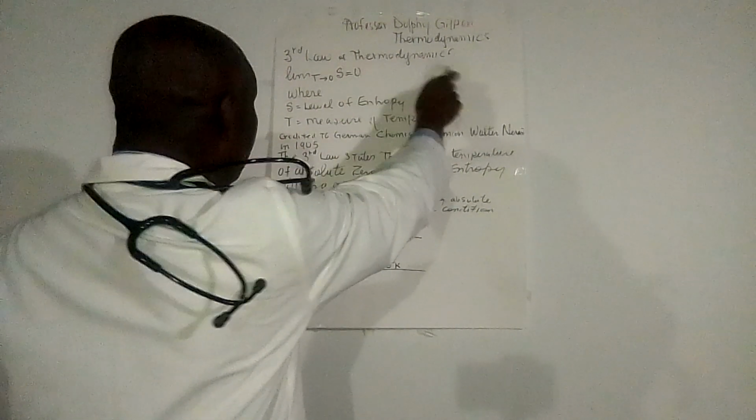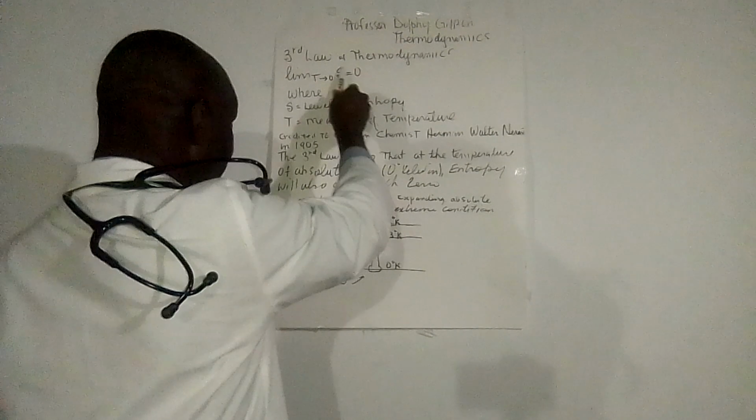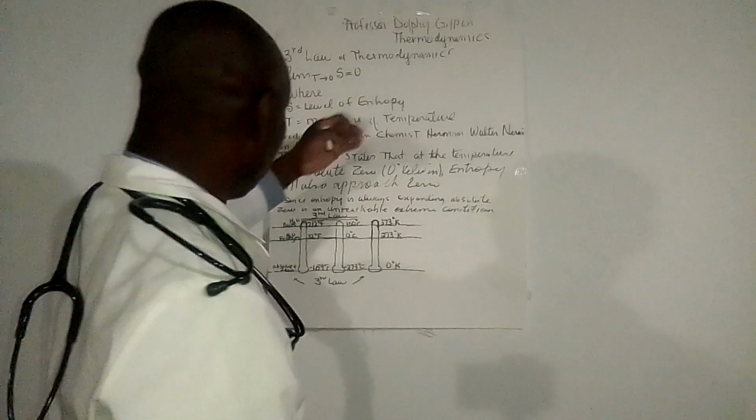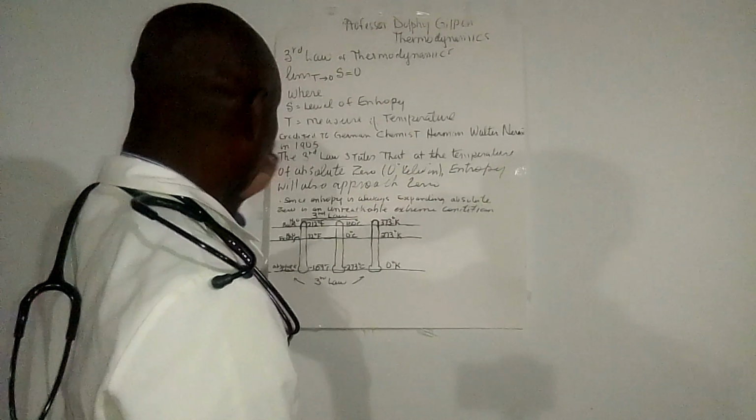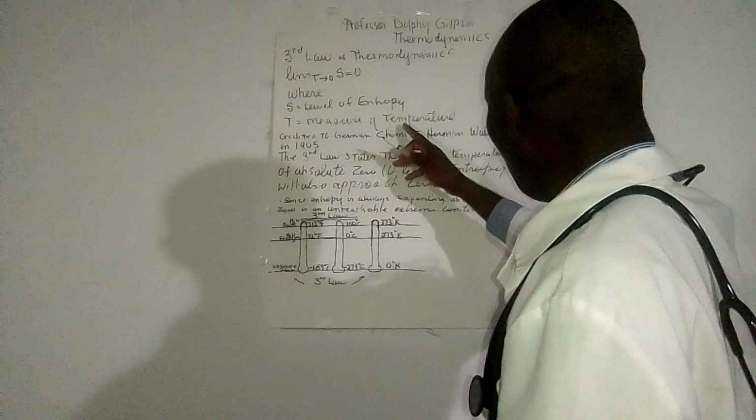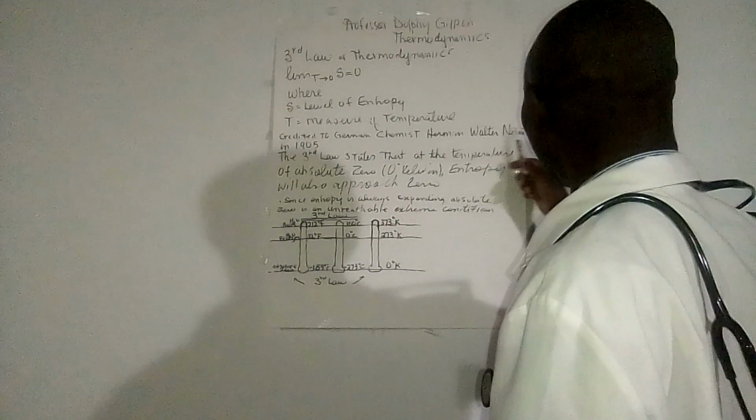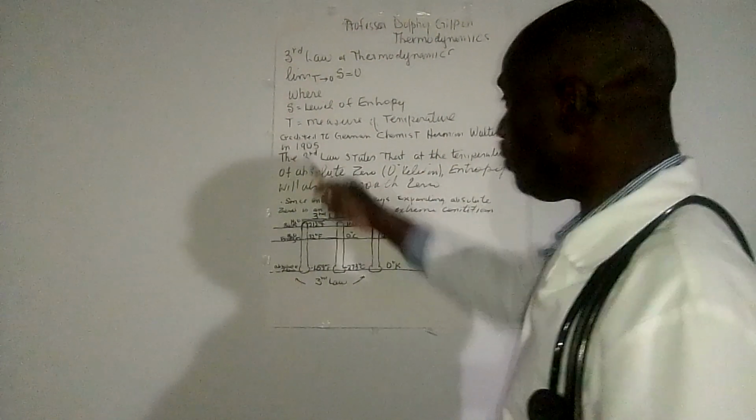The third law states mathematically that the limit of T tends to 0 of S equals 0, where S is the entropy and T is the temperature. This is the third law of thermodynamics. We say S is the level of entropy, T is the measured temperature. And this third law is credited to the German chemist Hermann Walter Nernst in 1905.